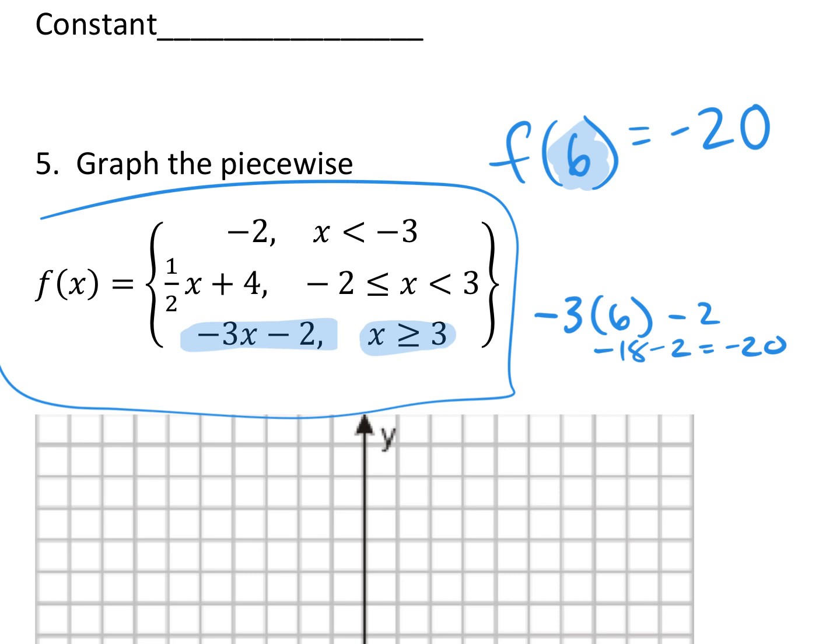You don't have to graph that. No, unless it says graph. You will have one that you have to graph on the test, but you also have one where it'll just ask you to evaluate. So I just wanted to practice this one evaluating.